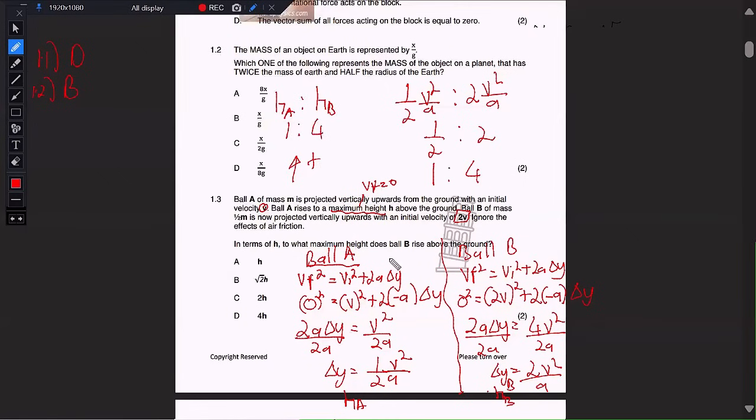So which one is the correct answer here? If the height for ball A is considered to be h, then the height for ball B needs to be considered to be 4h, because the ratio means that the height reached by ball B is 4 times the height reached by ball A. So that means our correct option here has to be D. So 1.3 is D. Right. And then let's go.